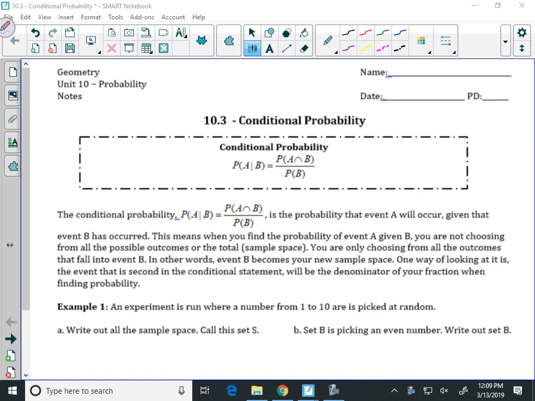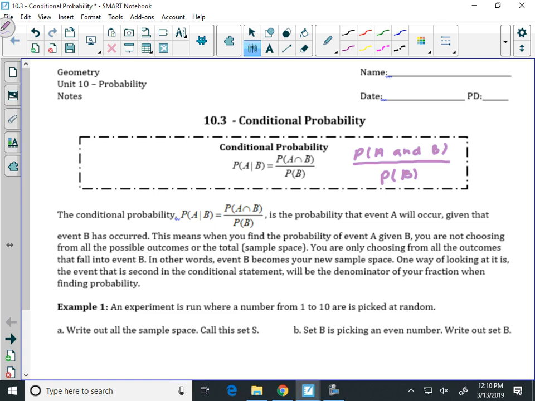What does this upside down U stand for again, if we were to translate that? Does it mean and or? And, right? So this is saying the probability of A and B, so probability of both, divided by the probability of the second. That's the general rule.